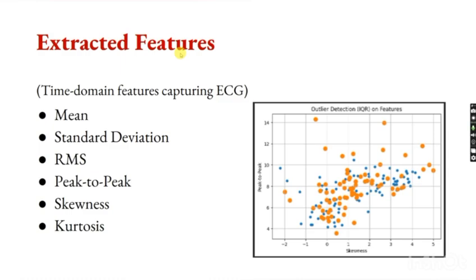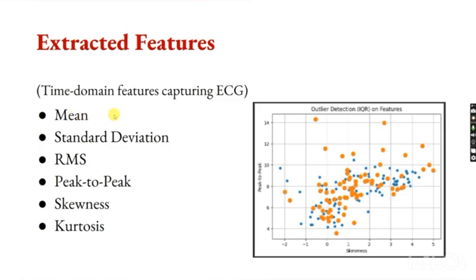Okay, we extracted the time domain features from each ECG segment. These parameters include mean, standard deviation, RMS, that means root mean square, peak-to-peak amplitude, skewness, and kurtosis. Each of these parameters represents something, so now we will start talking about that.